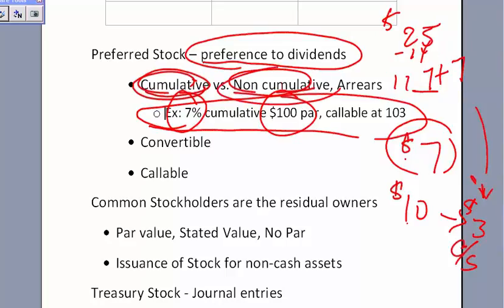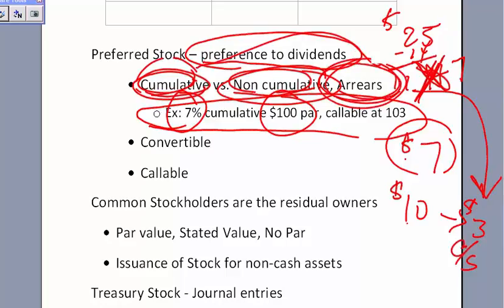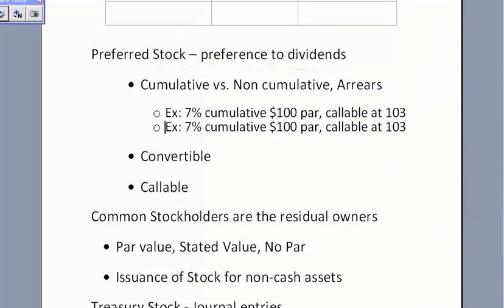If it's non-cumulative, then that first $7 here is just gone. If in any given year you don't declare dividends and it's non-cumulative, they lose the right to receive that money. So if it is cumulative, the money goes into arrears and then is paid off at a later time. Let me get rid of all the red marks here and look at this.